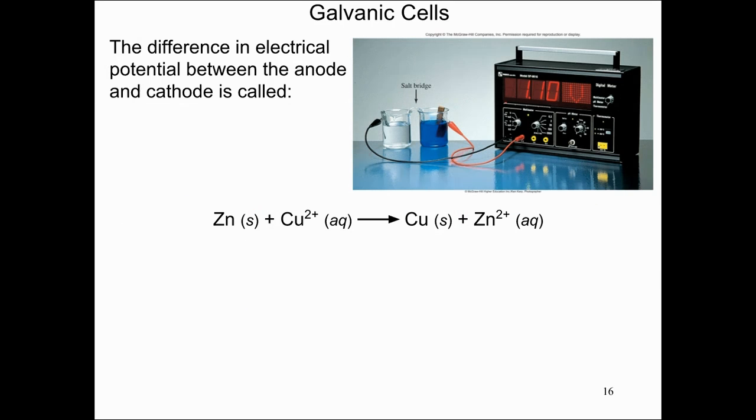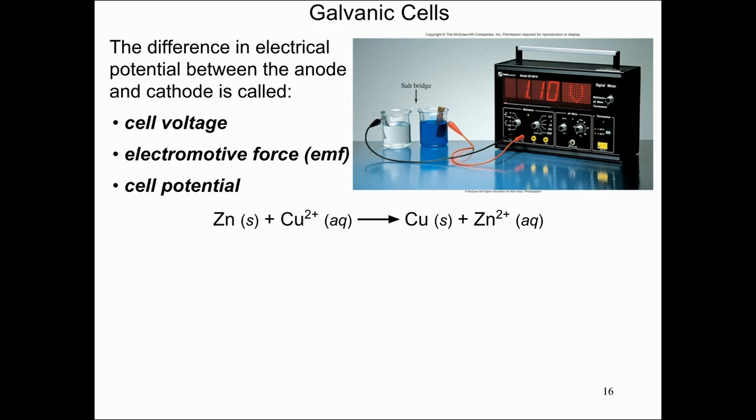Now, once again, the voltage, the difference in electrical potential energy between the anode and the cathode, is called cell voltage. The voltage across the cell is measured by a voltmeter. Another common term for cell voltage is electromotive force, and although it sounds like it's a measure of force because force is in the name, it's actually a measure of voltage. And cell potential is the difference between the two.